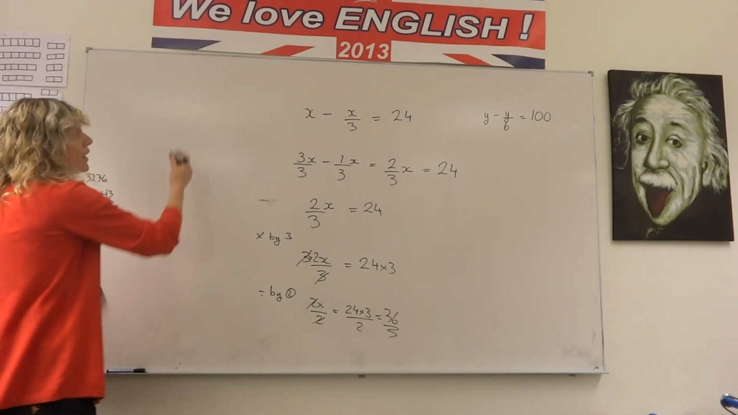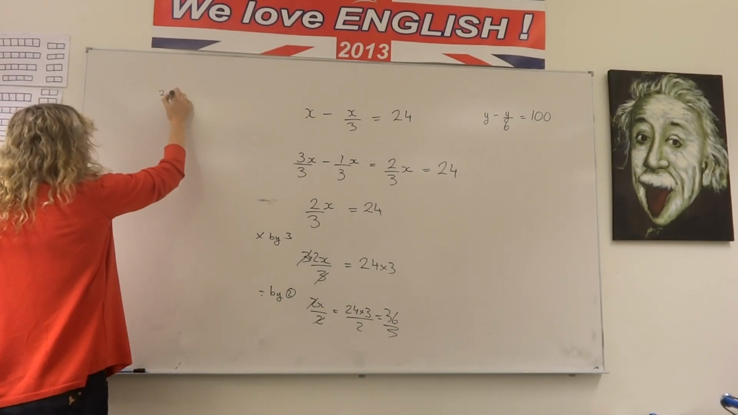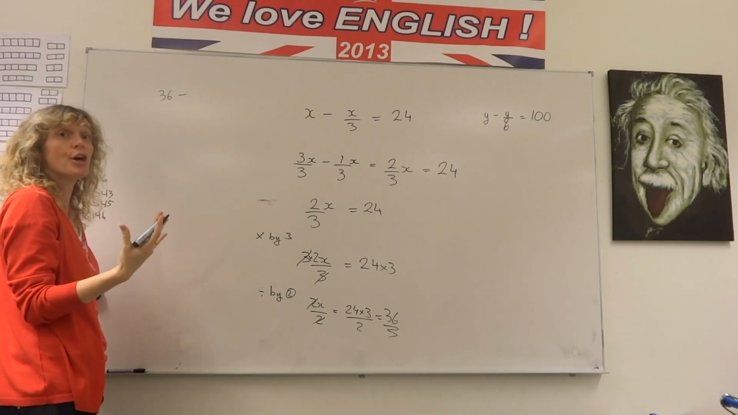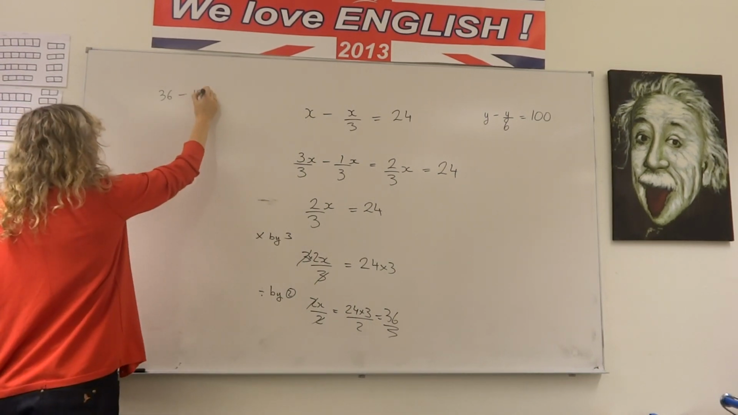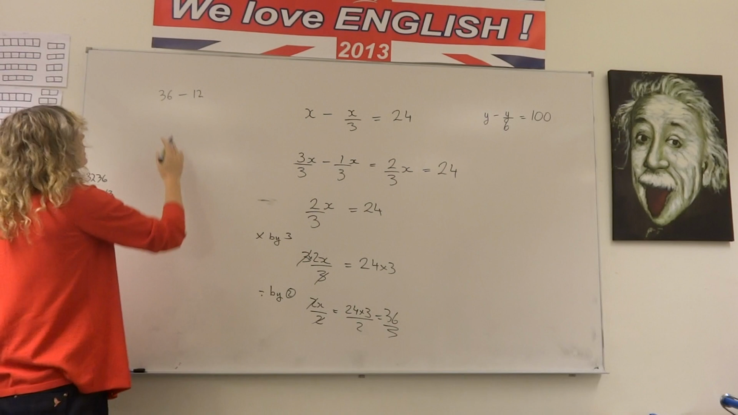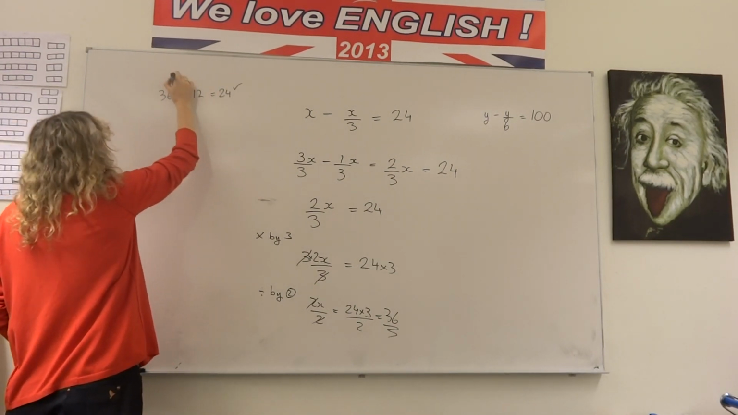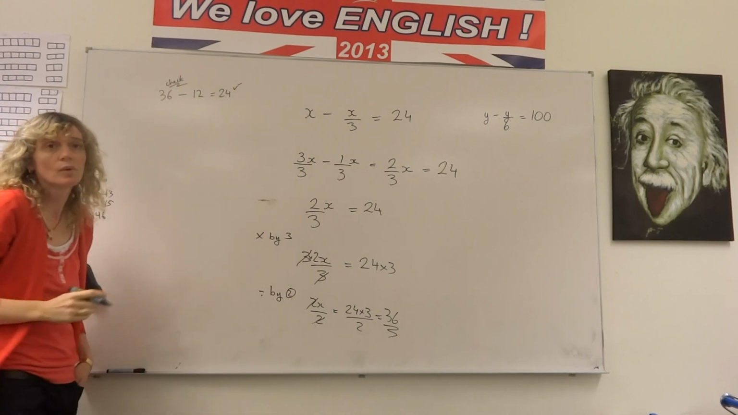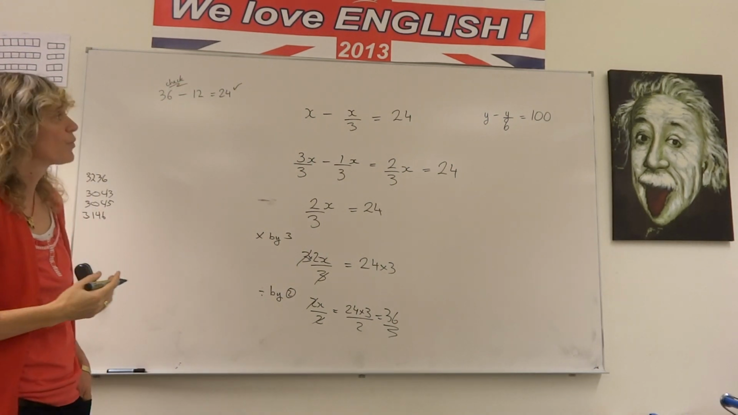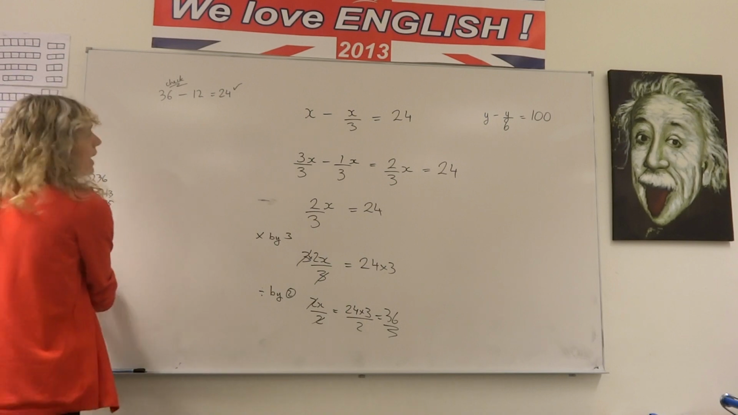I'll do a little check there that everything's right. 36 minus a third of 36, a third of 36 would be 12. 36 minus 12 would give me 24. My check works. So that's how you do that type of question. Let's try it again with another example.